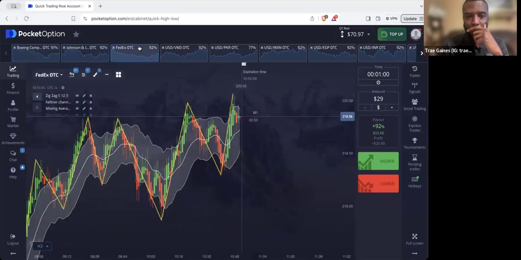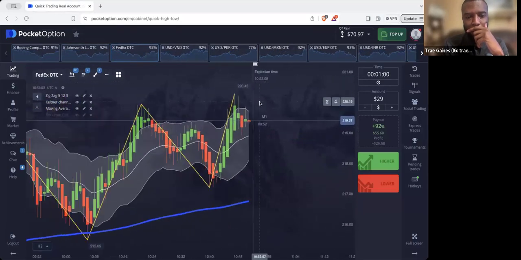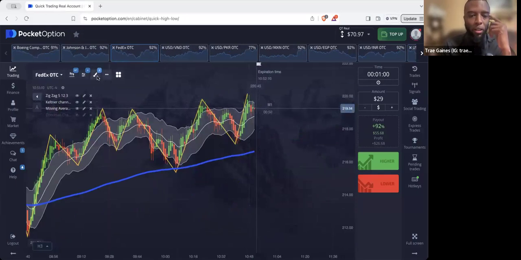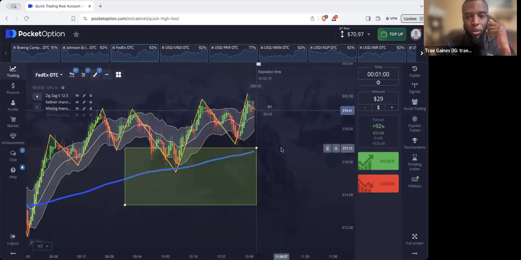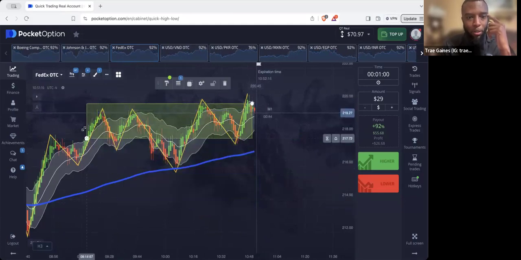Let's see, we can find something to get into. So like this one right here. This is a little consolidated area. This is a pretty strong zone right here because we got a couple zigzags in the same area.